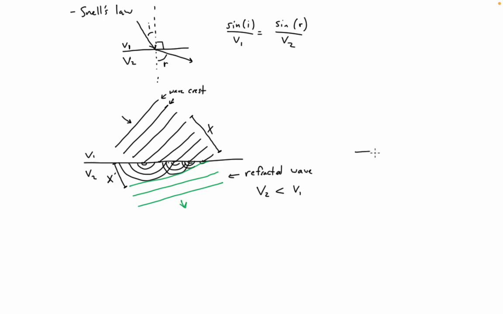I'll just sketch that right here. So this would be for v2 greater than v1. When these waves come in, they end up coming off like that. So the wave bends, the wave shallows, okay?